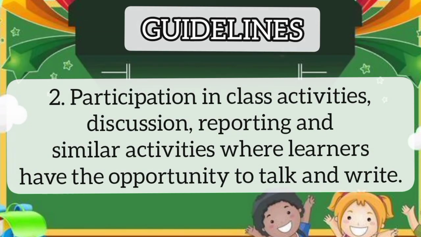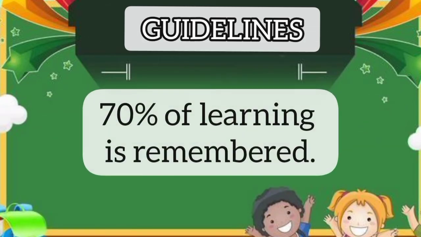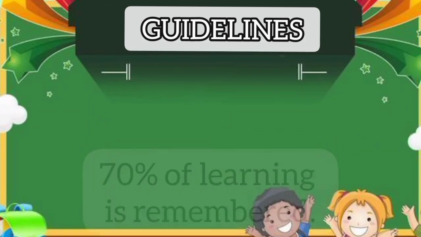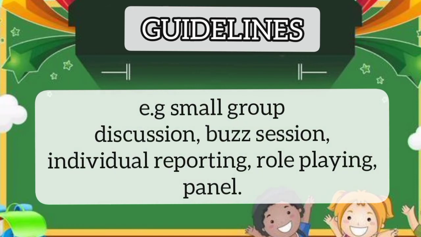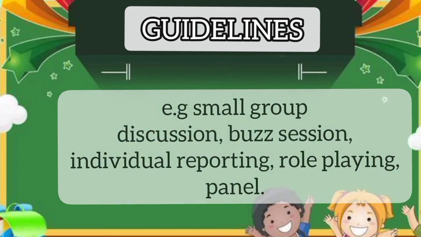The second guideline is participation in class activities, discussion, reporting, and similar activities where learners have the opportunity to talk and write. 70% of learning is remembered. Examples are small group discussion, buzz session, individual reporting, role play, and panel.